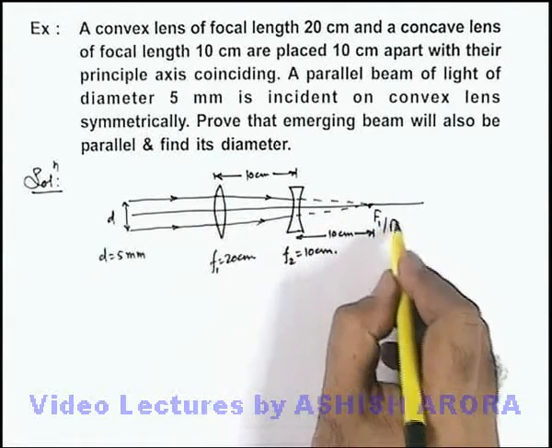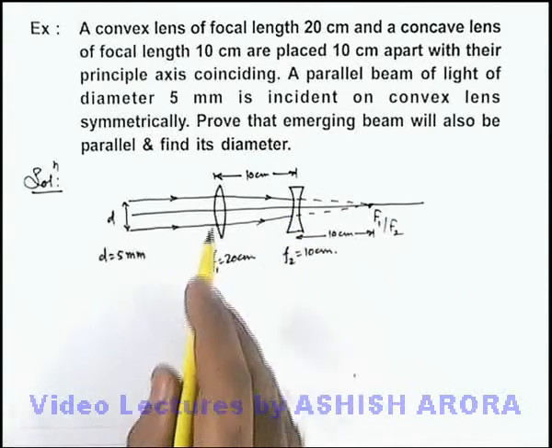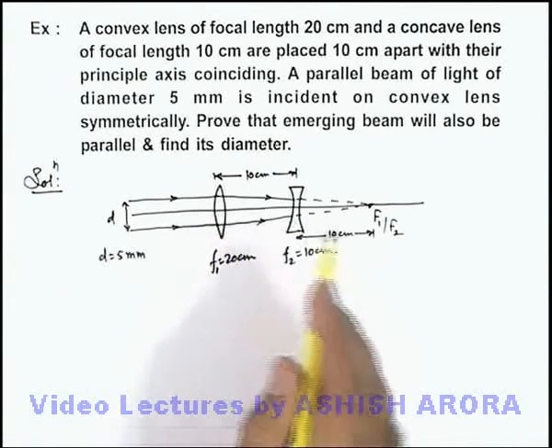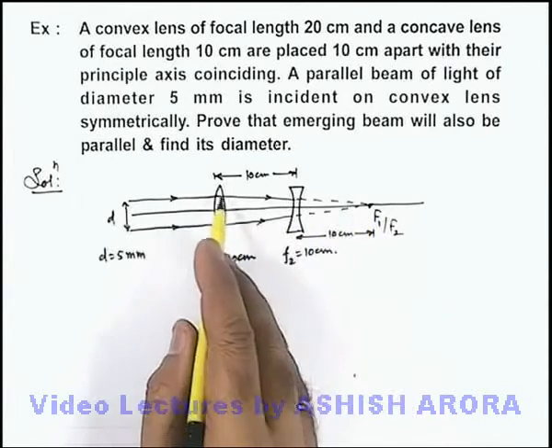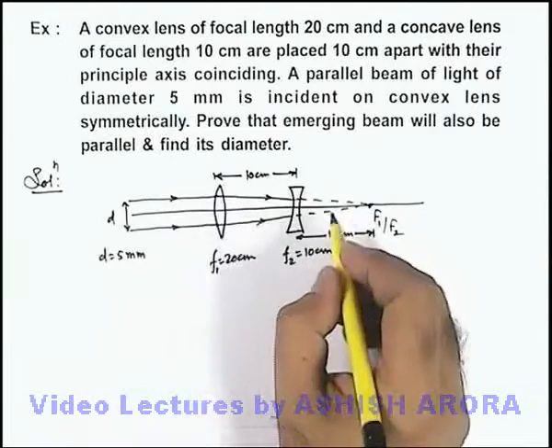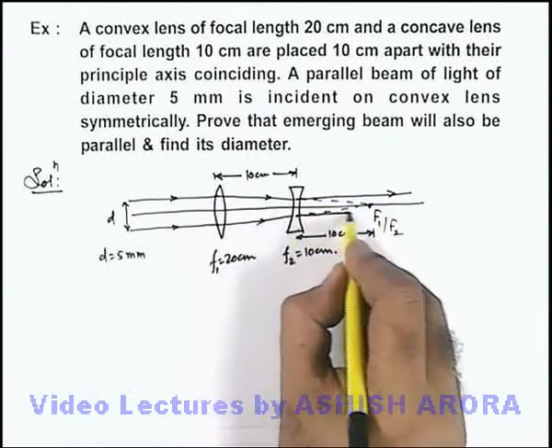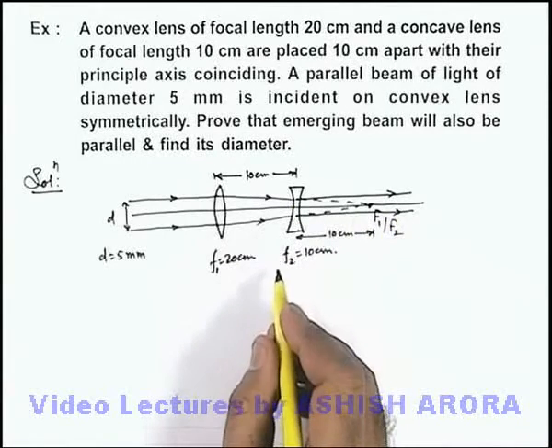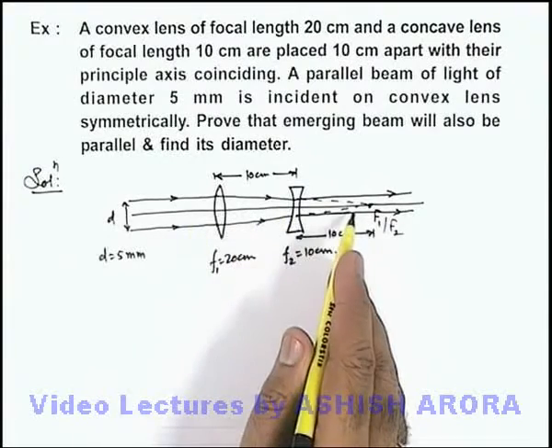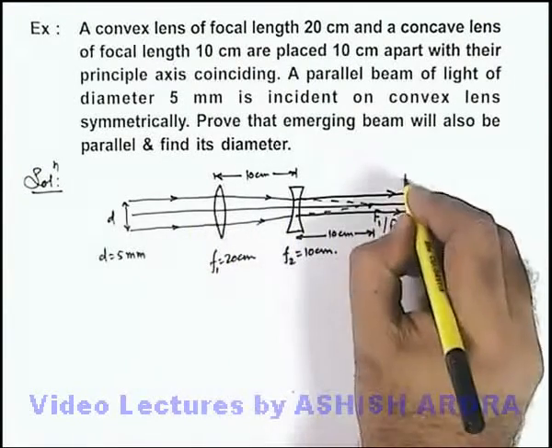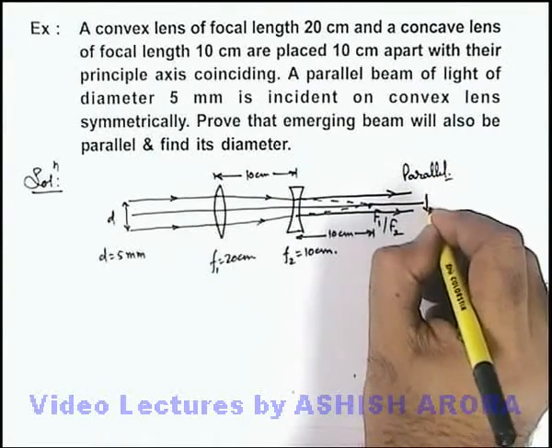This is the same point which we can regard as f2, because for a diverging lens, for light rays which are coming from the left side, the focal point which is used is located on the right side. And we know when light rays are directly going toward the focus of a diverging lens, they will become parallel to the principal axis after refraction from the two surfaces. So here we can see that the parallel beam finally will emerge out from the lens system as a parallel beam only, which we are required to prove. And we are also required to find its diameter.